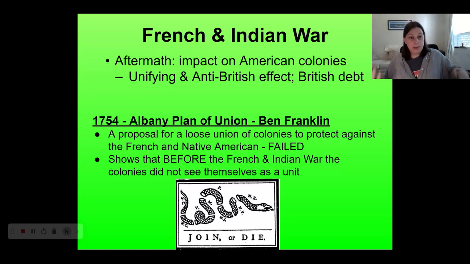The other big thing, I think most famously, that people are usually most familiar with, of course, is that the French and Indian War does lead the British into debt, which means that they are going to start trying to squeeze more money out of their colonies to compensate for that debt.